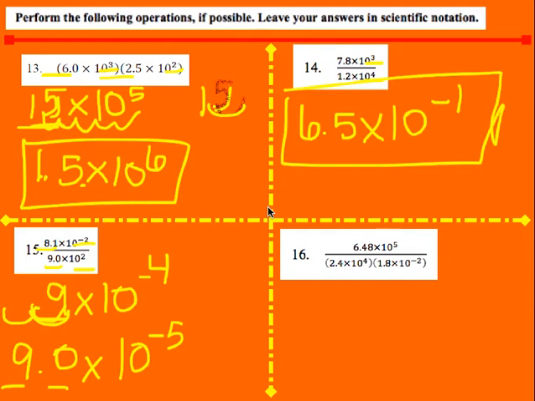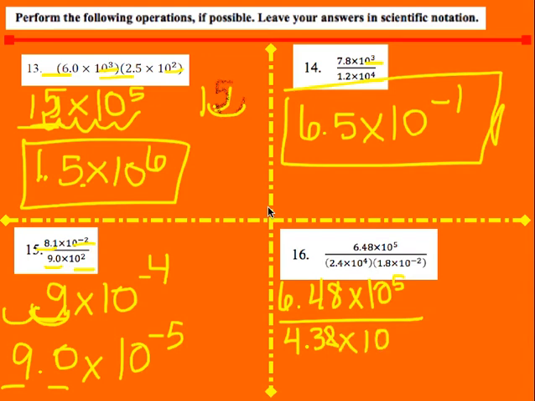Then, taking a look at number 16, let's start by simplifying the bottom. So we have 6.48 times 10 to the 5th. Then 2.4 times 1.8 is 4.32, times 10 to the 4th times 10 to the negative 2. Since they're both on the bottom, we're still going to add those exponents, but it's going to be 4 plus a negative 2, which is 2.